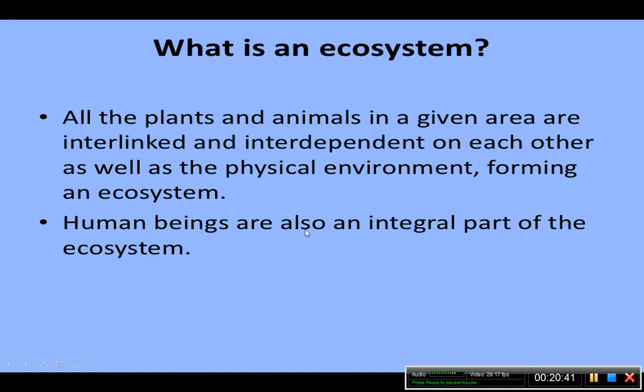Human beings are also an integral part of the ecosystem. As here we are talking about the physical environment, human beings come in that category. That is also an integral part of the ecosystem. In a number of ways human beings are influencing the natural environment, both plants and animals.